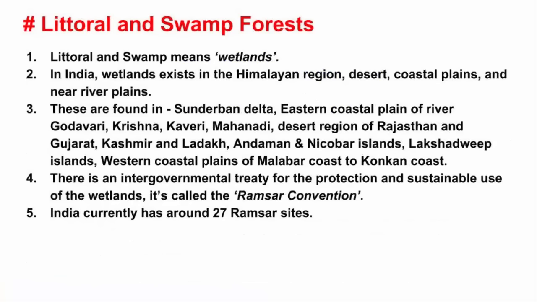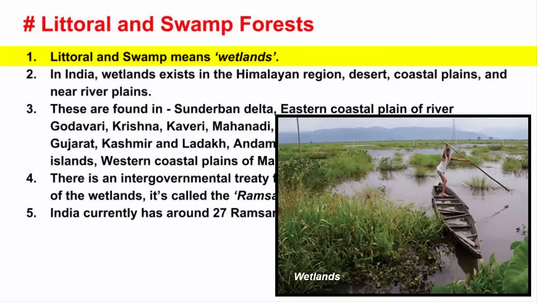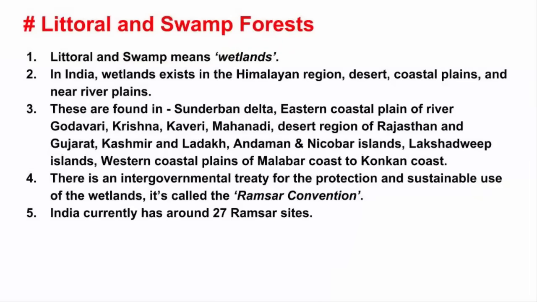And the fifth type of forest that exists in India are littoral and swamp forests. When you look at the word littoral and swamp, it basically means wetlands. Wetlands are the areas where water covers the soil, or you will find the water near to the surface of the soil throughout the year. Let me quickly show you the places in India where you will find littoral and swamp forests. Before I show you the locations, I want you to know that Indian wetlands exist in the Himalayan region, desert, coastal plains, and also near river plains.